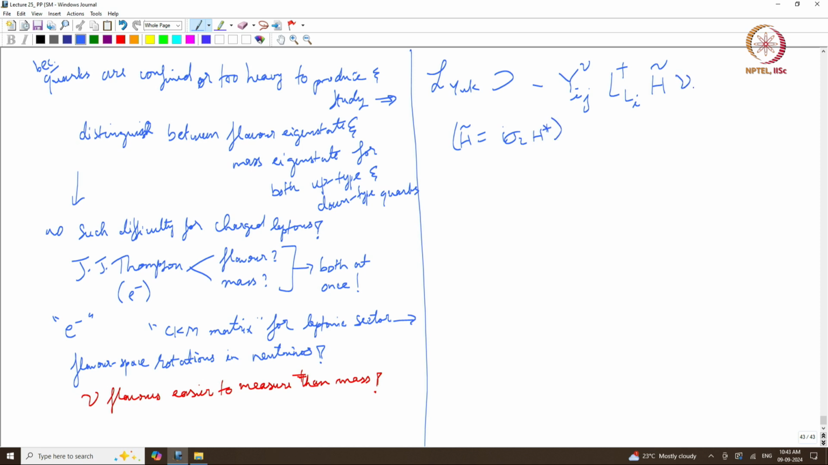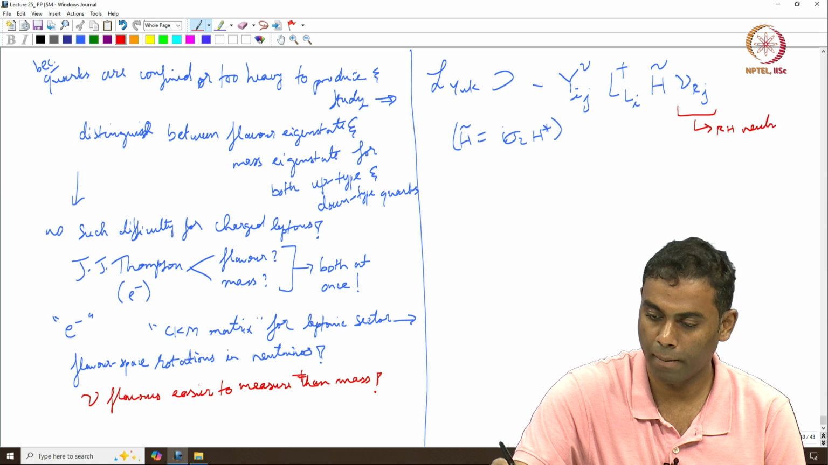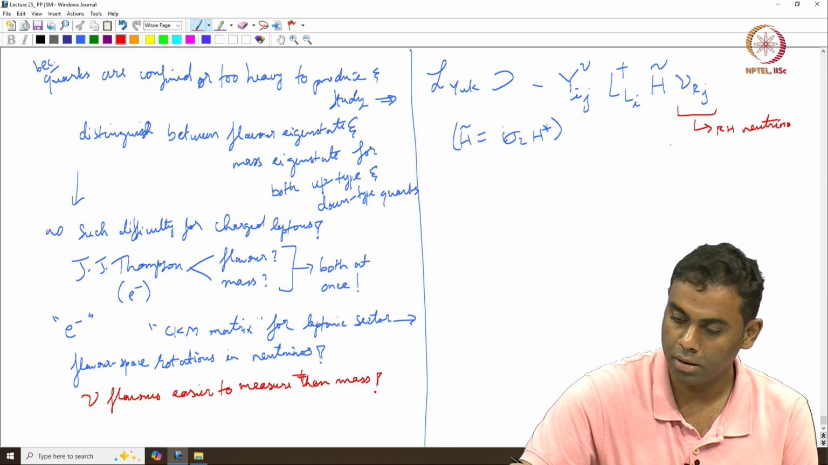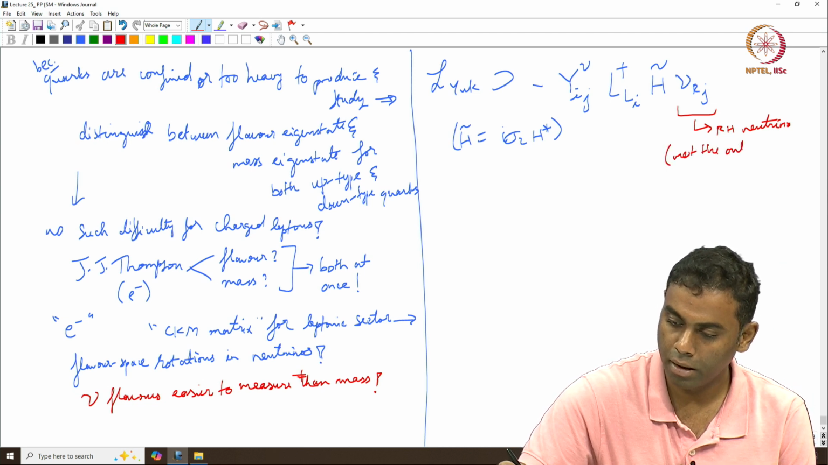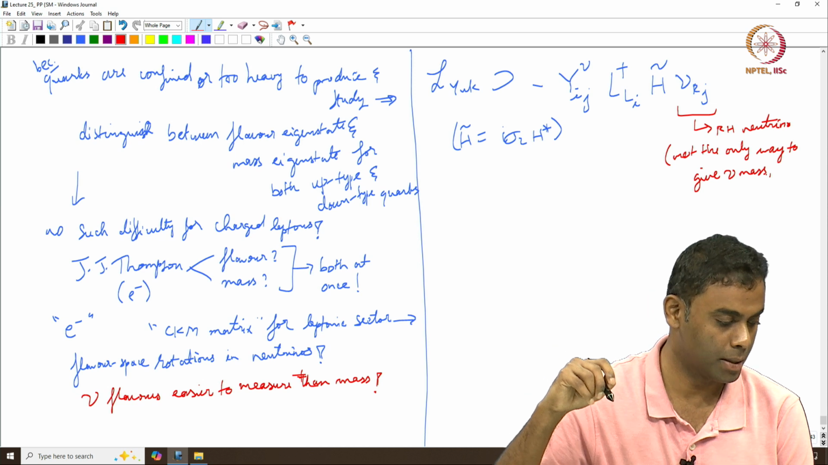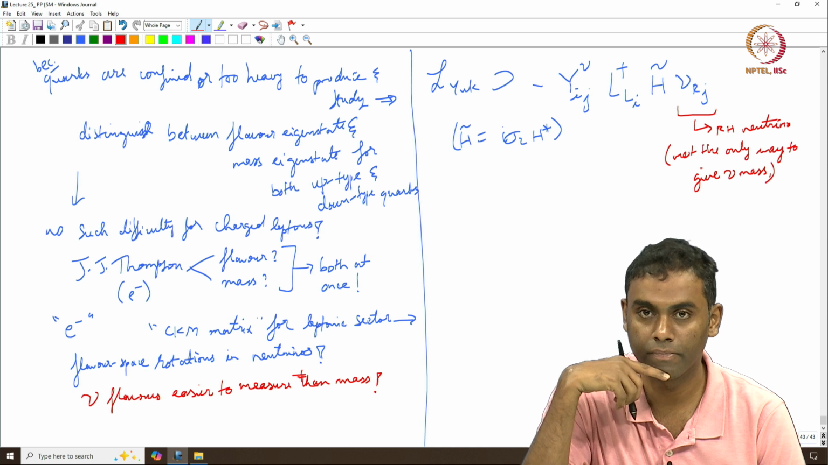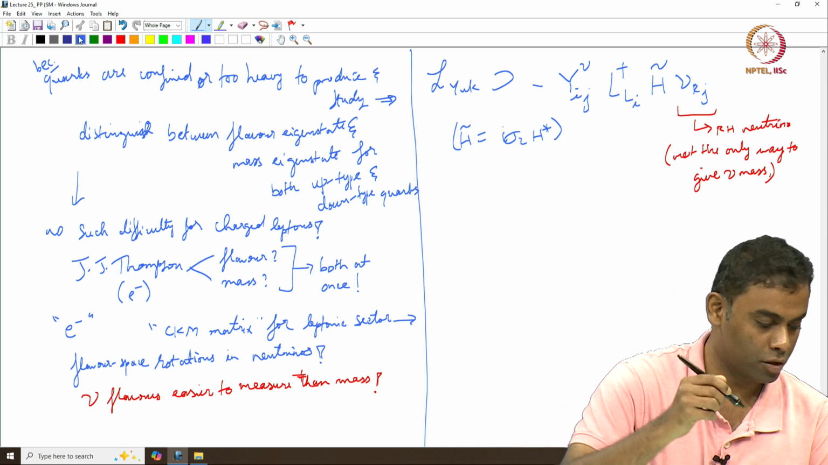And this is one way to give mass to the neutrinos. See what I have done? I have introduced a right handed neutrino, right. So this is not the only way. Let me just write down, not the only way to give mass to neutrinos. But we will go with this now. This is good enough for our discussion.